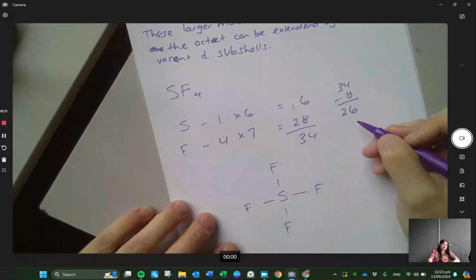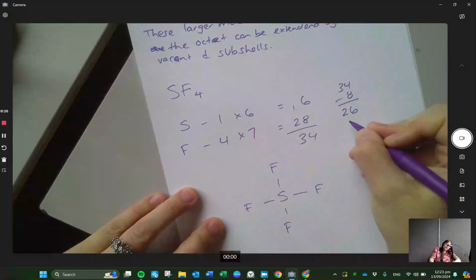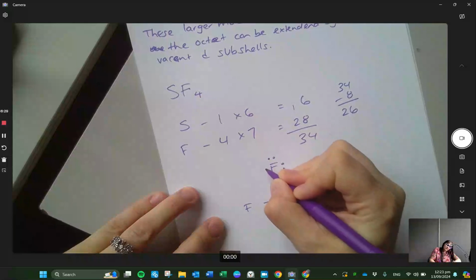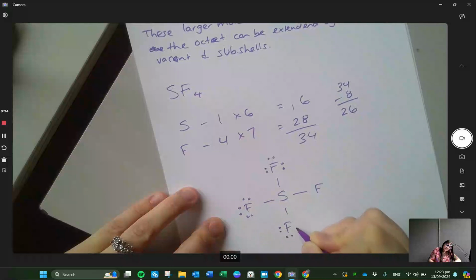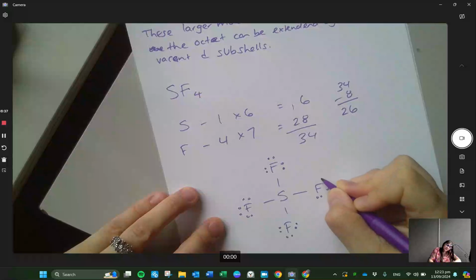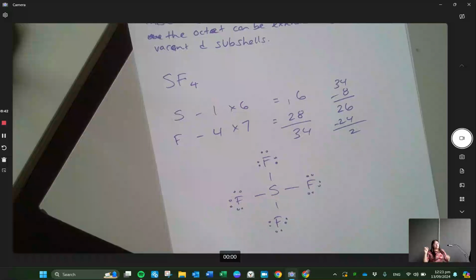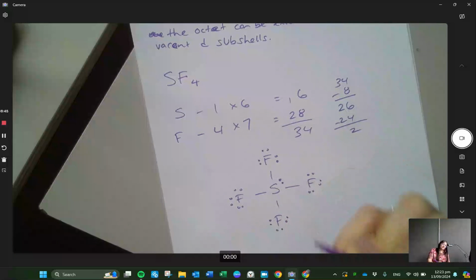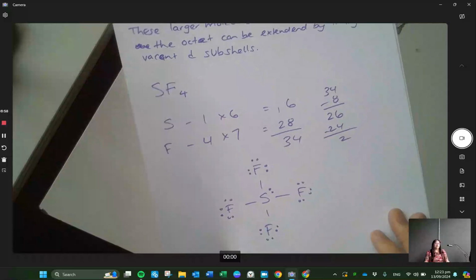Okay. So now it's 26 left. Again, we go from the outside in to use up our electrons. So 26 are left over. 1, 2, 3, 4, 5, 6, 7, 8, 9, 10, 11, 12, 13, 14, 15, 16, 17, 18, 19, 20, 21, 22, 23, 24. So I've used 24 and I have 2 left over. Now the extra 2 electrons go onto my center atom, and it's the extended octet, because sulfur, like I said, can occupy that vacant d shell. Okay, so that's what that looks like for these Lewis structures. That's basically the same process.